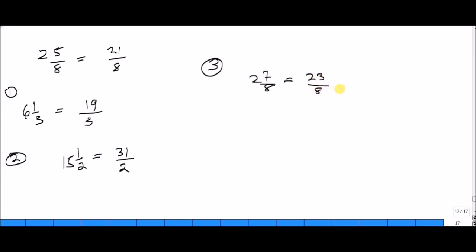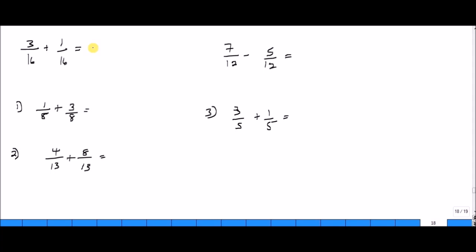So that's it. We're changing mixed numbers to improper fractions. Multiply the whole number by the denominator and add the numerator. That's it. To do it the other way around, while changing the improper fraction to a mixed number, we divide the numerator by the denominator and we write it as a fraction if necessary, or we write it as a whole number as the case may be.